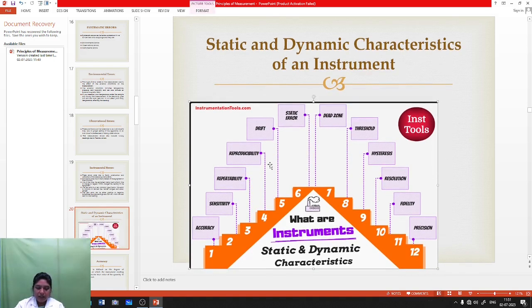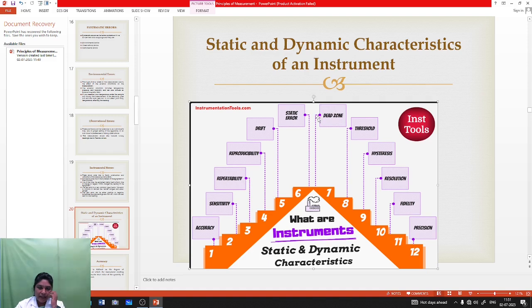And drift. The drift is the gradual shift of the instrument indication over an extended period during which the value of the input variable does not change. So this is called zero drift. The zero drift is defined as a deviation in the instrument output with time from its zero value when the variable to be measured is constant. So this is called a zero drift.